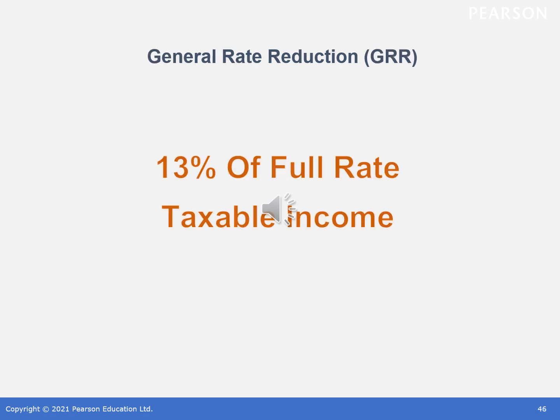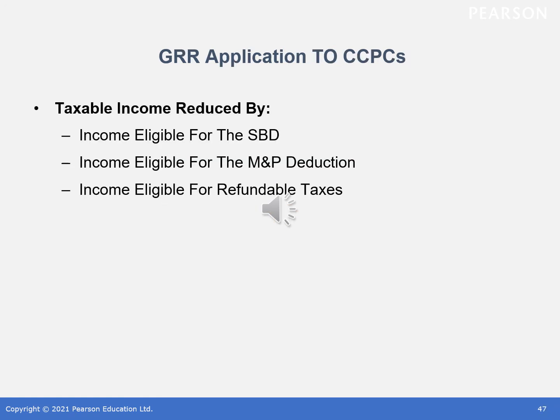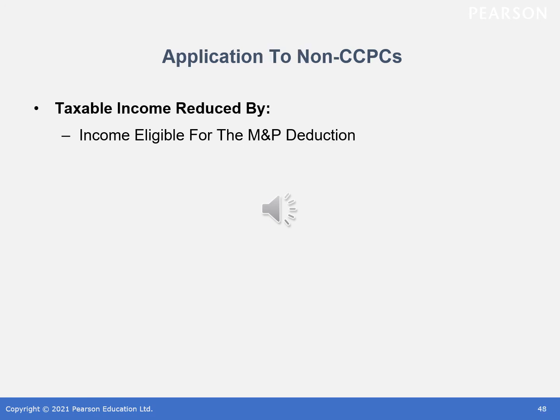Just a reminder, the general rate reduction is 13% of the full rate of taxable income. For Canadian-controlled private corporations, the taxable income is reduced for any income eligible for the small business deduction, also by income eligible for the manufacturing and processing deduction, and reduced by any income eligible for refundable taxes. For non-CCPCs, taxable income is only reduced by income eligible for the MNP reduction.